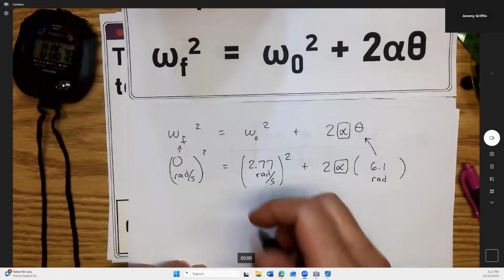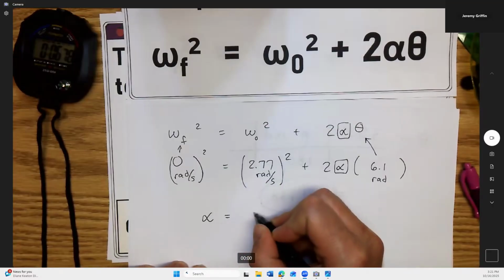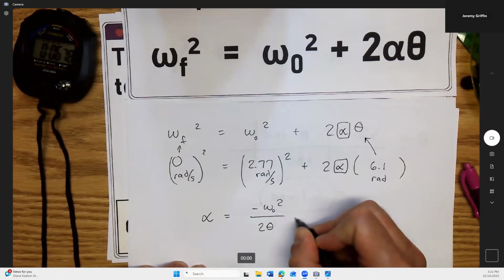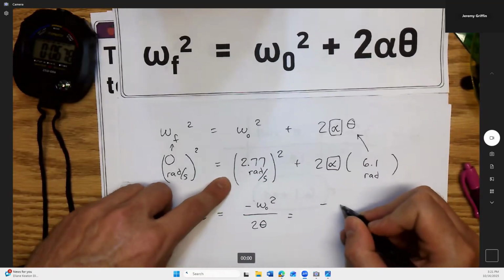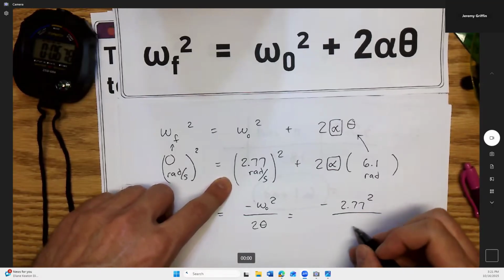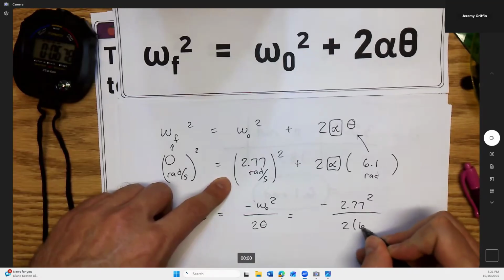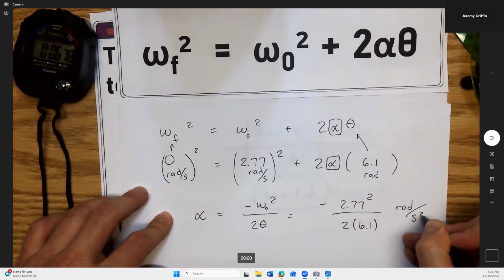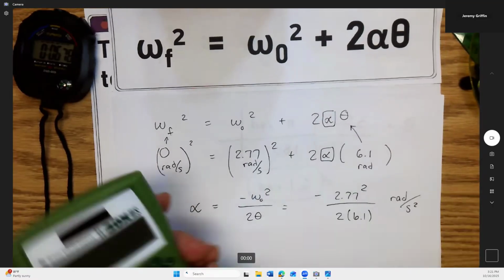So just subtract, divide. Right. So in general, it would be negative omega naught squared over 2 theta. But then with the numbers, it goes negative 2.77 squared over 2 times 6.1. And this would be radians per second squared. Let's see what I get.